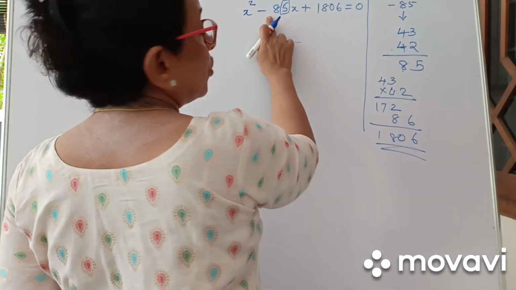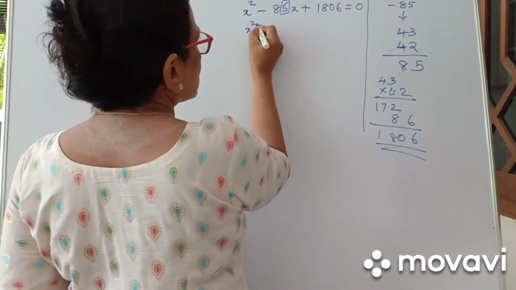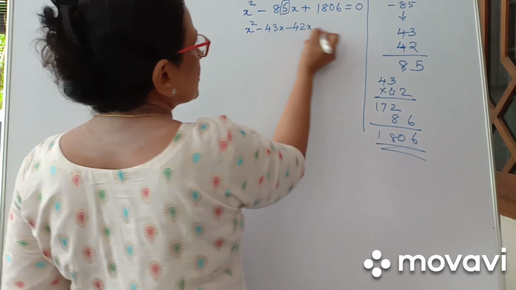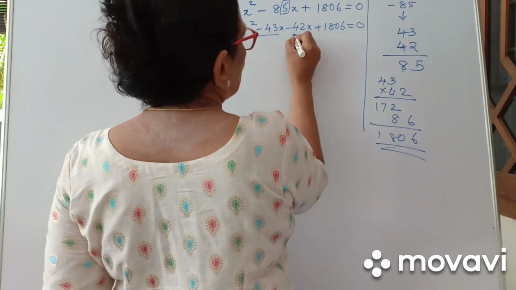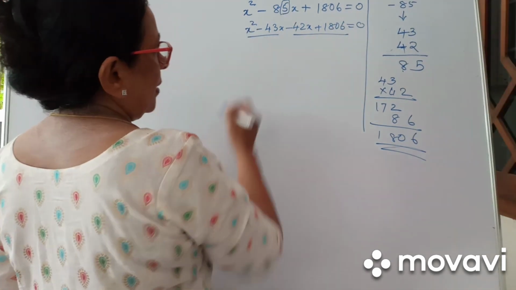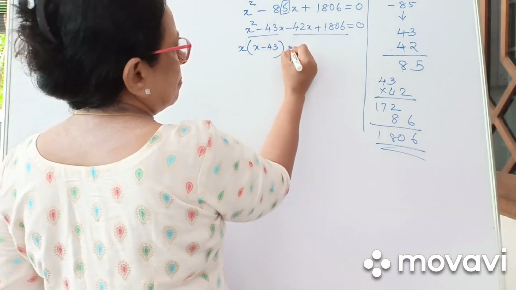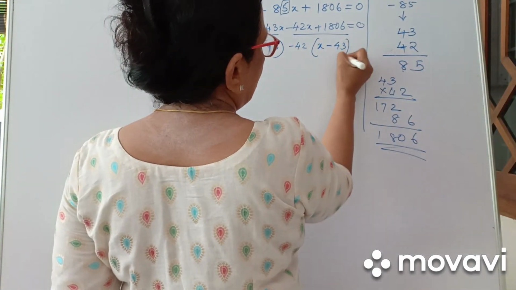43 and 42, and both should be negative. So x squared minus 43x minus 42x plus 1806 equal to 0. So grouping, x common, x minus 43 minus 42 into x minus 43 equal to 0.